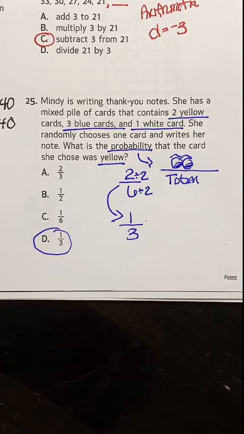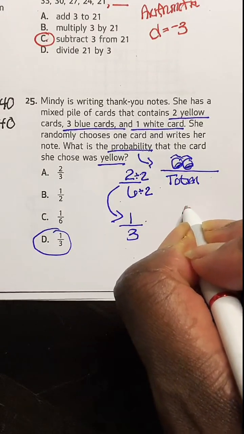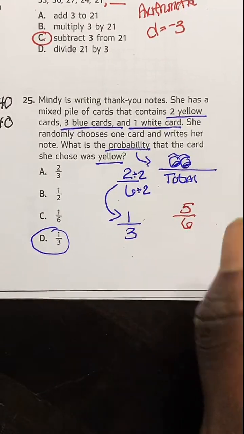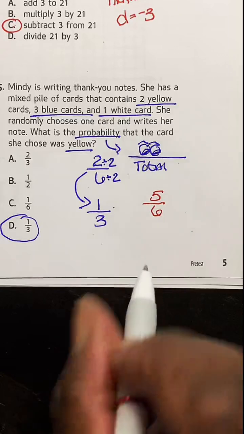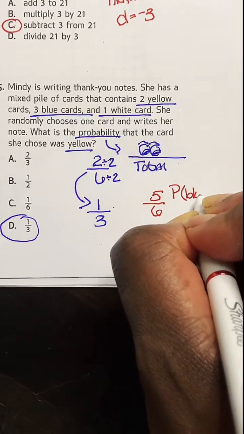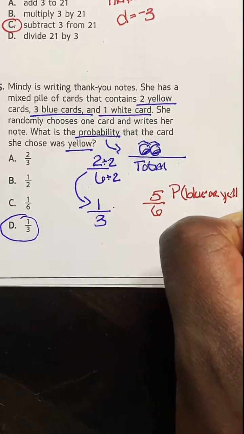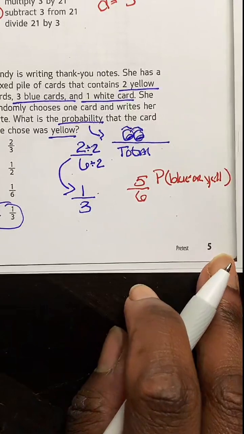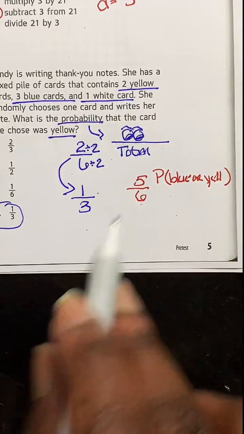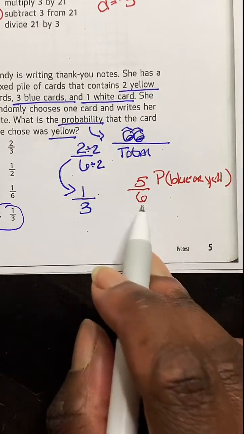Let me use a different color pen. If I want yellow and blue cards, that's going to be 5 out of 6. And I don't have to reduce. So that's if I'm looking for the probability of a blue or yellow. Okay? So that's what that probability will be. It's always what you're looking for over the total.